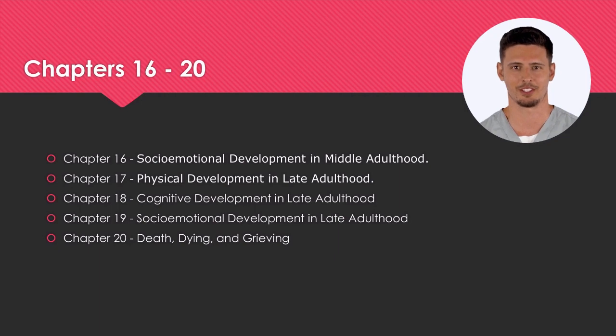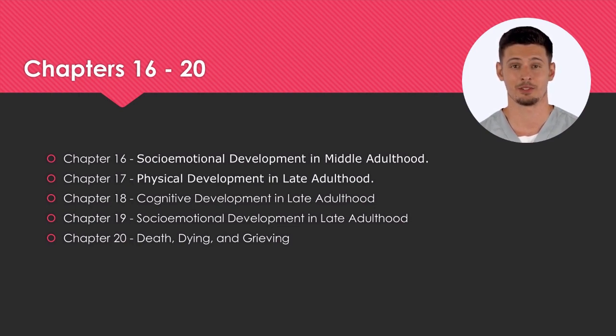We will discuss the physiological changes that occur during this period, including changes to the sensory organs, musculoskeletal system, and cardiovascular system. Chapter 18 explores cognitive development in late adulthood. We will examine the changes that occur in memory, attention, and problem-solving abilities, and discuss how aging affects cognitive function.